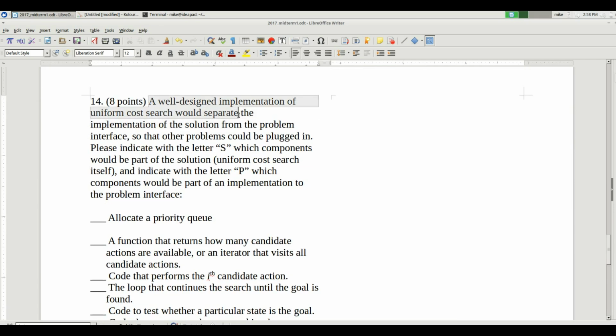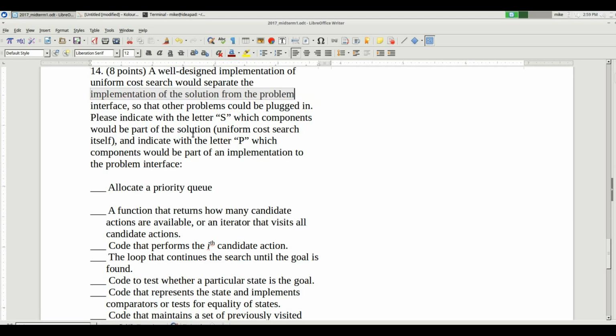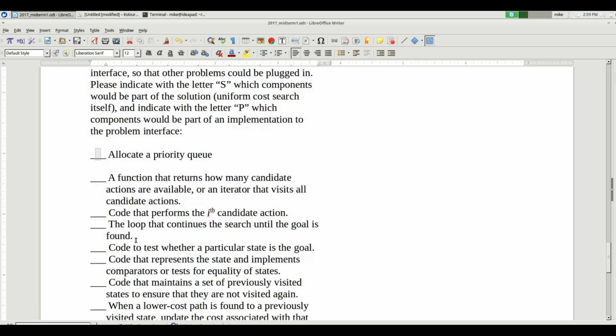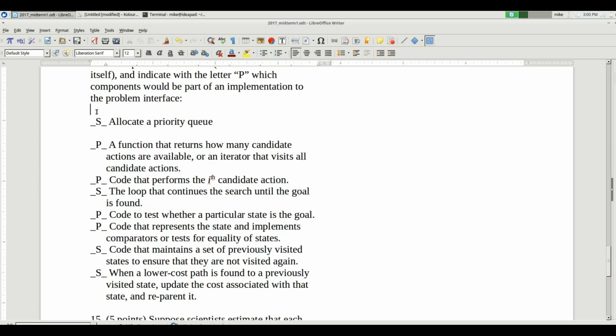Okay. A well-designed implementation of uniform cost search would separate implementation of the solution from the problem. Oh no. This one's equally subjective. I went with S, P, P, S, S.